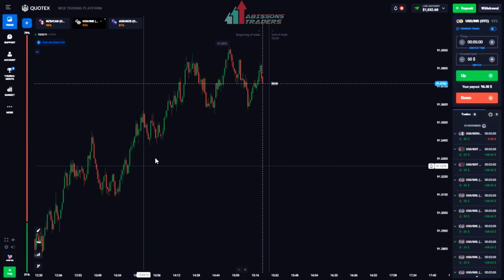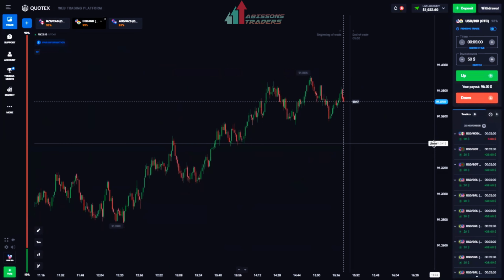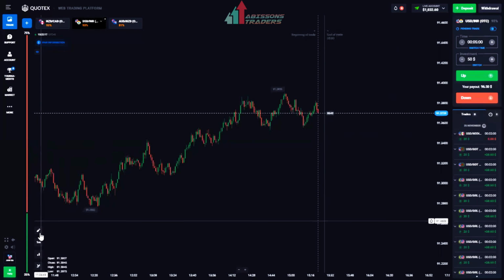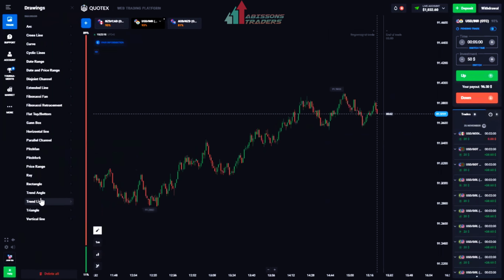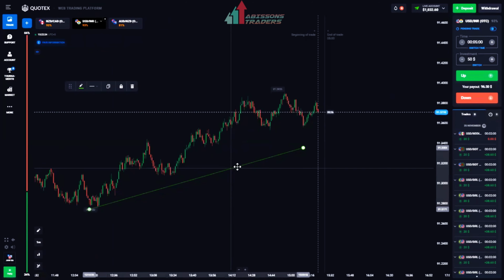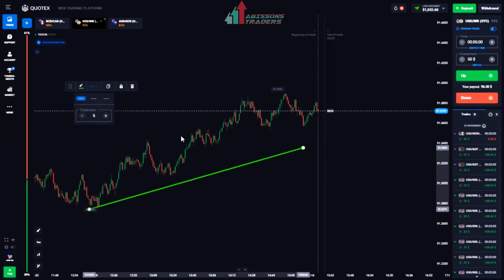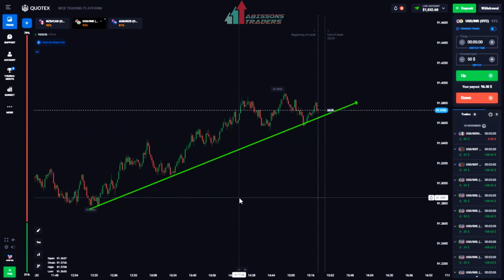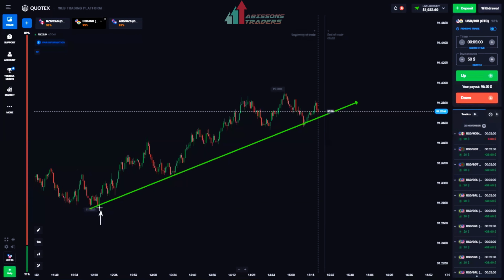This is another uptrend. You can see we had a very strong uptrend here, a very strong one. We use this trend line to mark the first touch and the second. So this is the first one and the second. This one, first touch, second touch. So this was the third one.